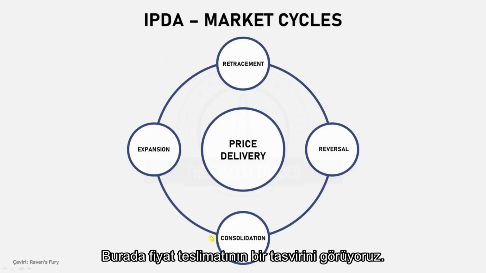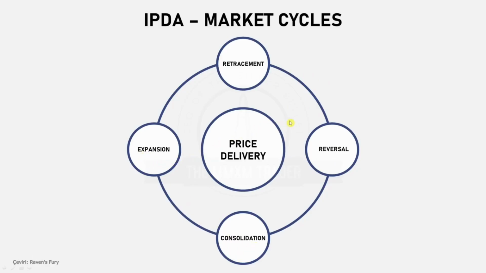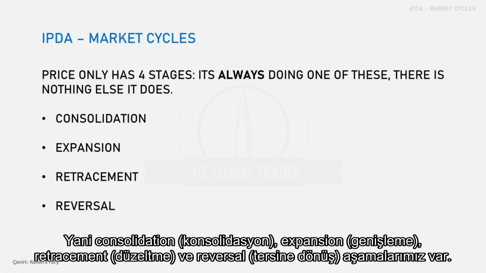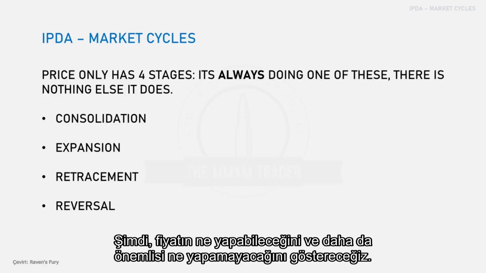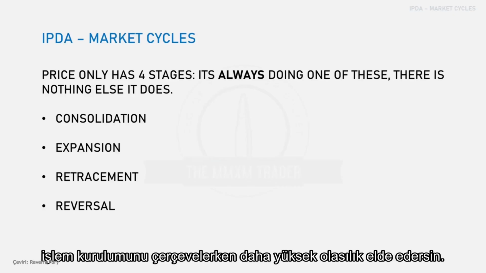Over here we have this price delivery depiction. We're starting with retracement, we've got reversal, consolidation, and expansion. Price only has 4 stages and it's always doing one of these. There's nothing else it does. So we have that consolidation, that expansion, retracement, and reversal. Now we're going to depict what it can do and also, importantly, what it cannot do, so you can anticipate which cycle it is in. If you know what it shouldn't do, then you have a higher probability of framing your trade setup.